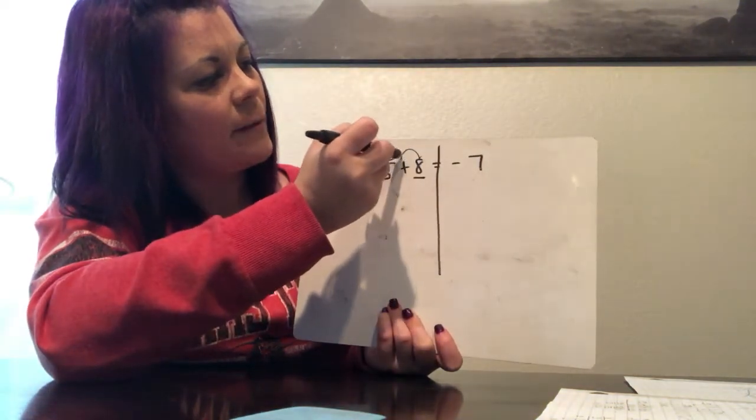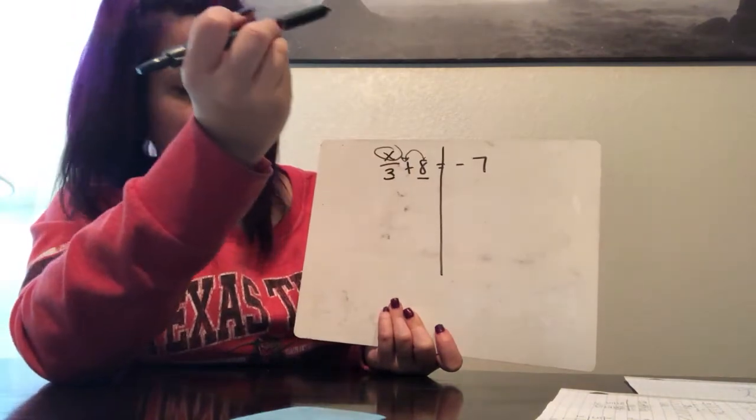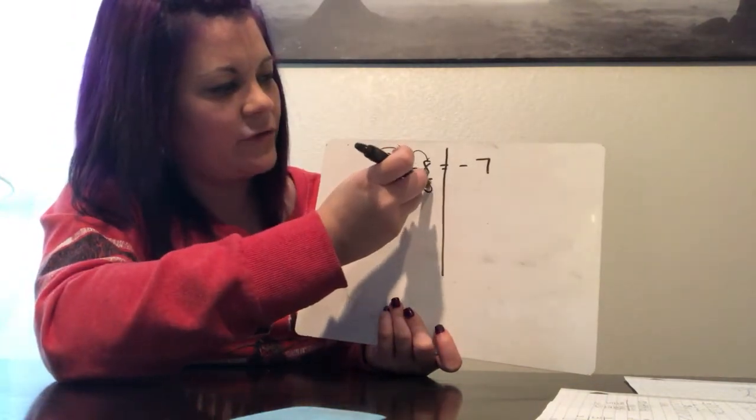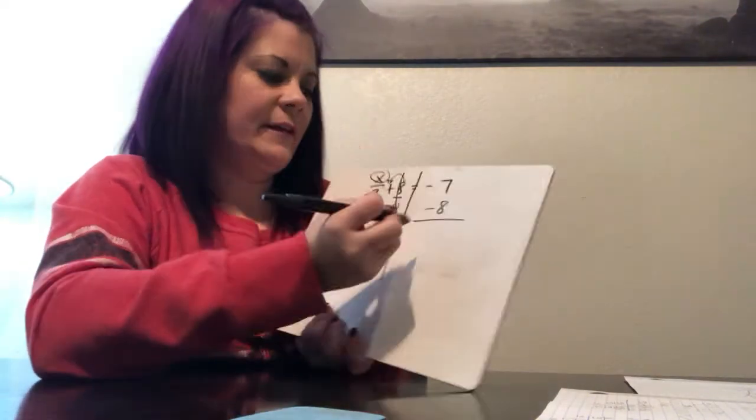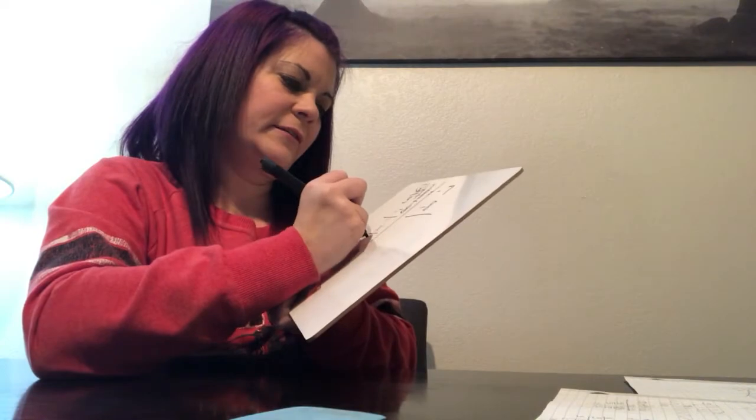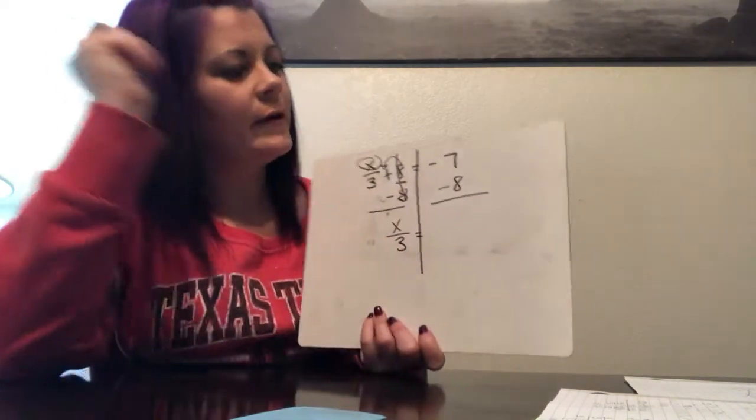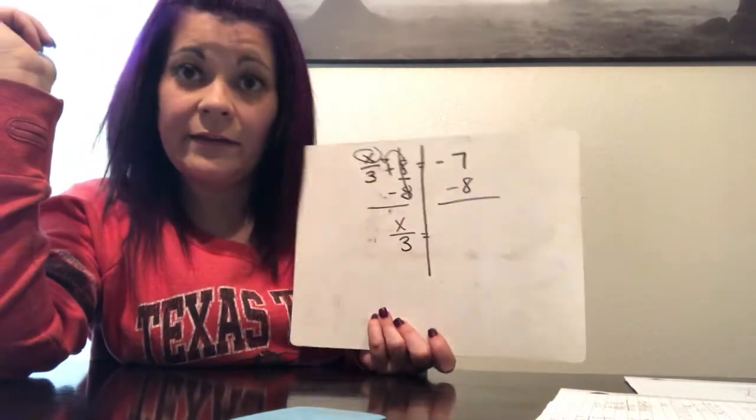I look at what the operation is in front of it. It's addition. So I do the opposite, which is minus 8. Minus 8. And then 8 minus 8 is 0. You get x divided by 3 equals negative 7 minus 8, which is negative 15.